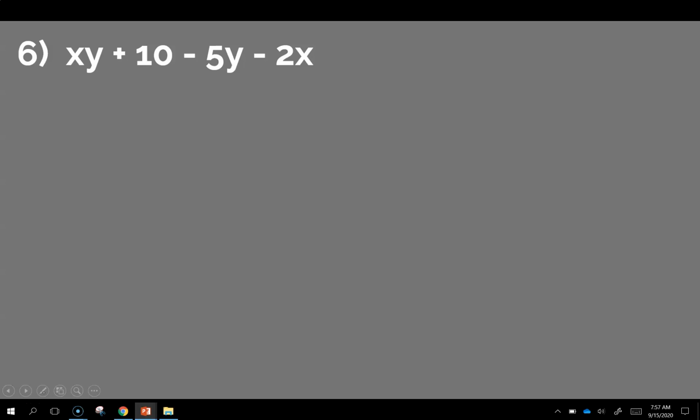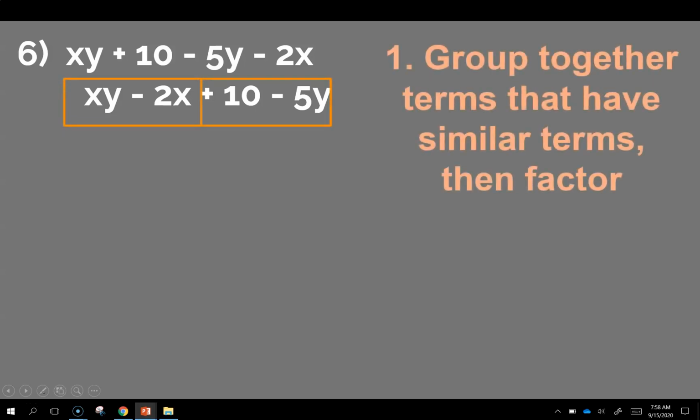So I can move negative 2x to the front. So I can have xy minus 2x. And then I can end it with plus 10 minus 5y. So you can rearrange it just as long as you keep the signs the same with them. Okay. And again, we did this because I liked to group those pieces together first. All right.